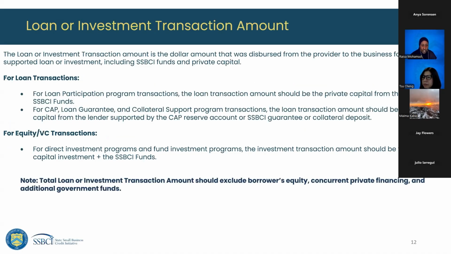All right, moving on to the next very important element here, the loan or investment transaction amount. For loan participation programs, the loan transaction amount should be the private capital from the lender and SSBCI funds. For CAP, loan guarantees, collateral support transactions, that transaction amount is going to be the private capital from the lender supported by the CAP reserve account or SSBCI guarantee or collateral deposit, depending on the program that you have. And for equity programs, for direct and fund programs, that transaction amount should be the private capital investment plus the SSBCI funds. Okay, and just make note at the bottom there that this transaction amount should exclude borrower's equity, concurrent private financing, as well as any additional government funds.